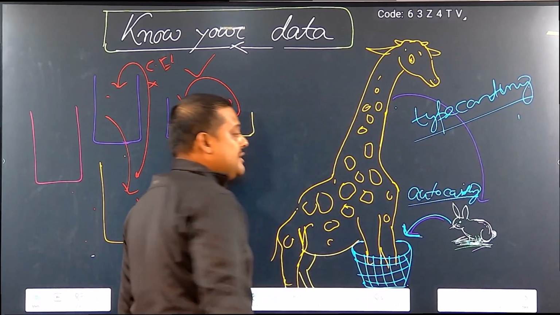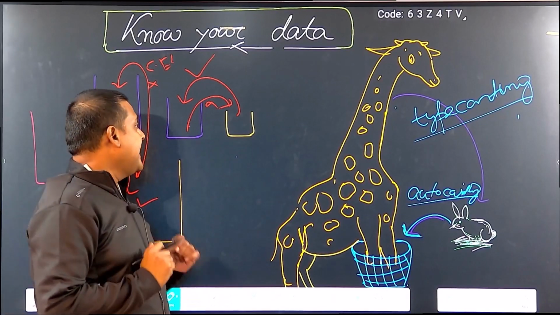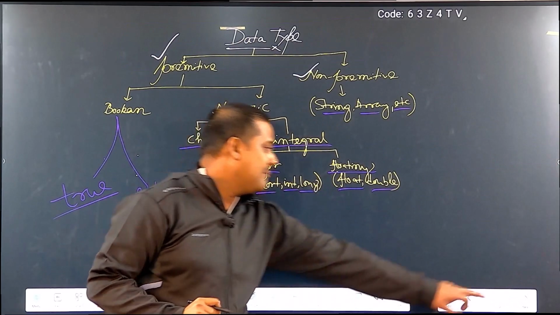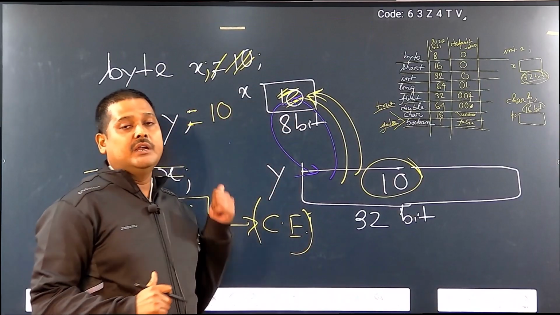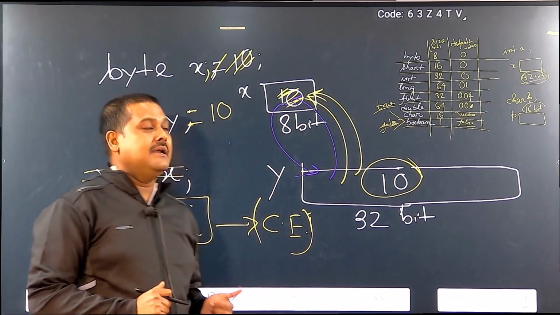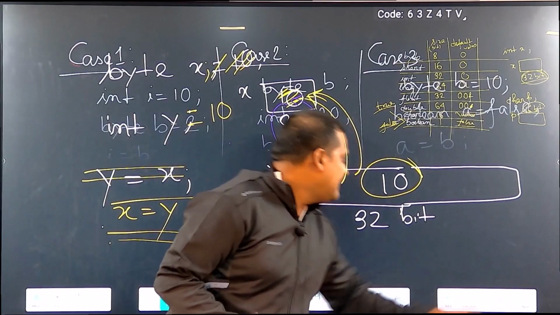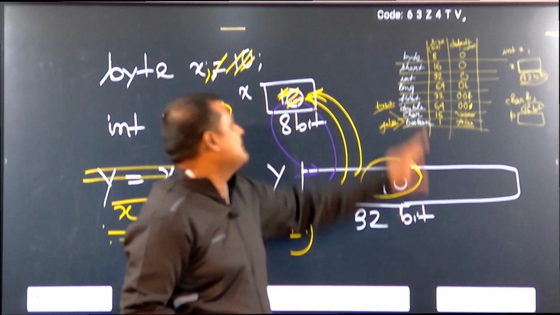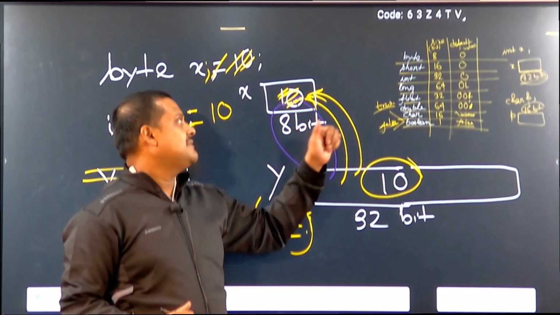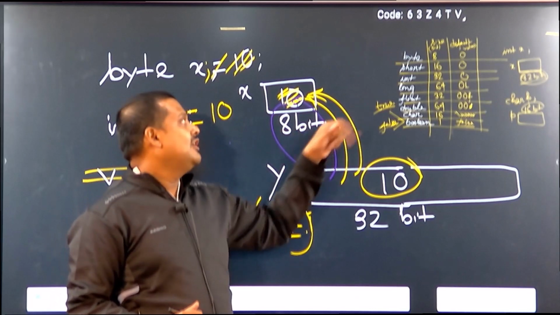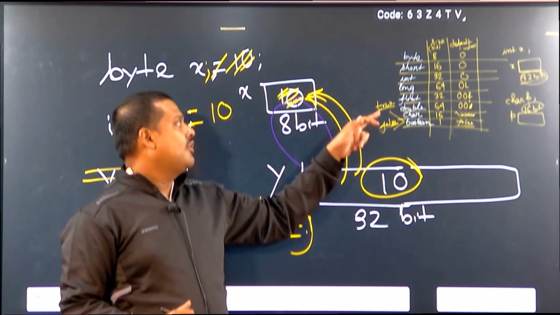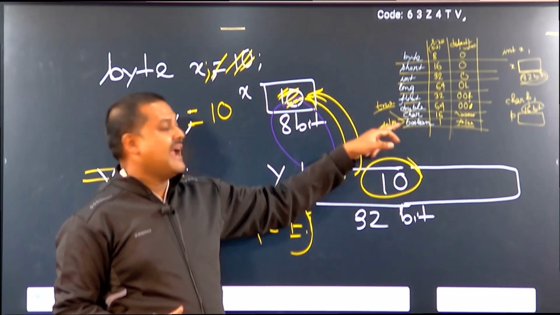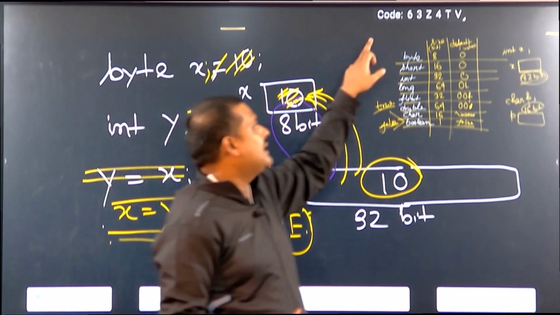So, we must remember the examples, and this particular table we have to remember. Byte is 8 bit, short 16 bit, integer 32 bit, long 64, float 32, double 64, char 16, and boolean is 1. We have to always remember this particular table.